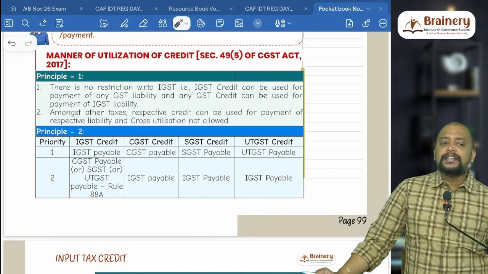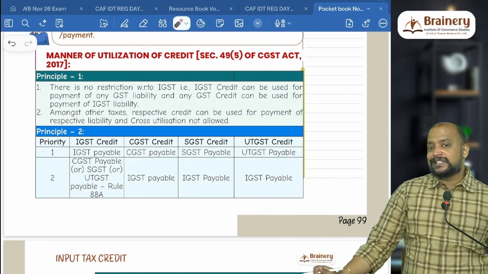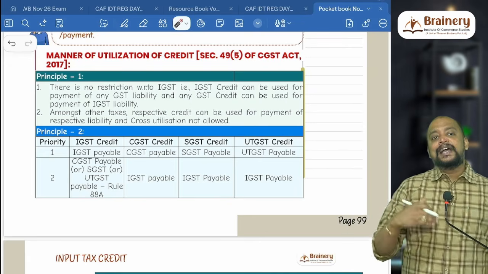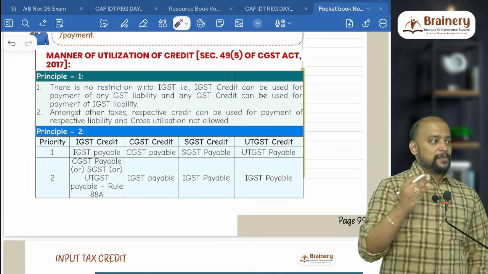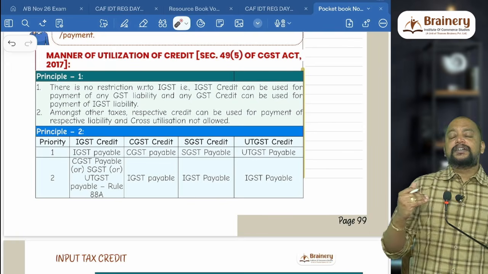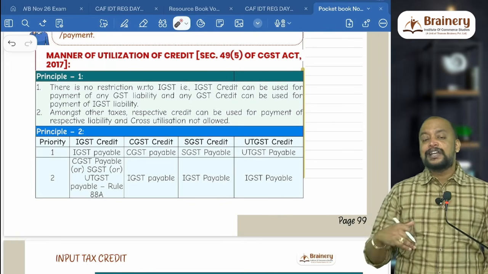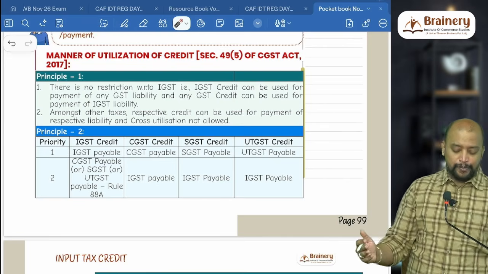Principle number 1, there is no restriction with respect to IGST, means IGST credit can be utilized for payment of any GST liability, and any GST credit can be utilized for payment of IGST liability. But with respect to the other 3, CGST, SGST, UTGST, cross utilization is not possible.